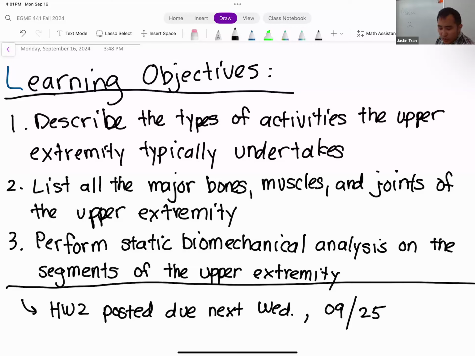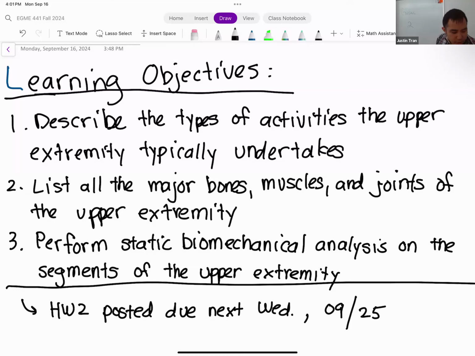The way the next 3 weeks are going to be structured is that we're going to focus on three major sections of the body, because these three sections all have their unique characteristics compared to one another. This week we're doing upper extremity. Next week we're going to be doing lower extremity, so legs, feet, ankles, things like that. And then for the third week, we're going to do spine, which is, of course, really important. But today we're starting with the upper extremity.